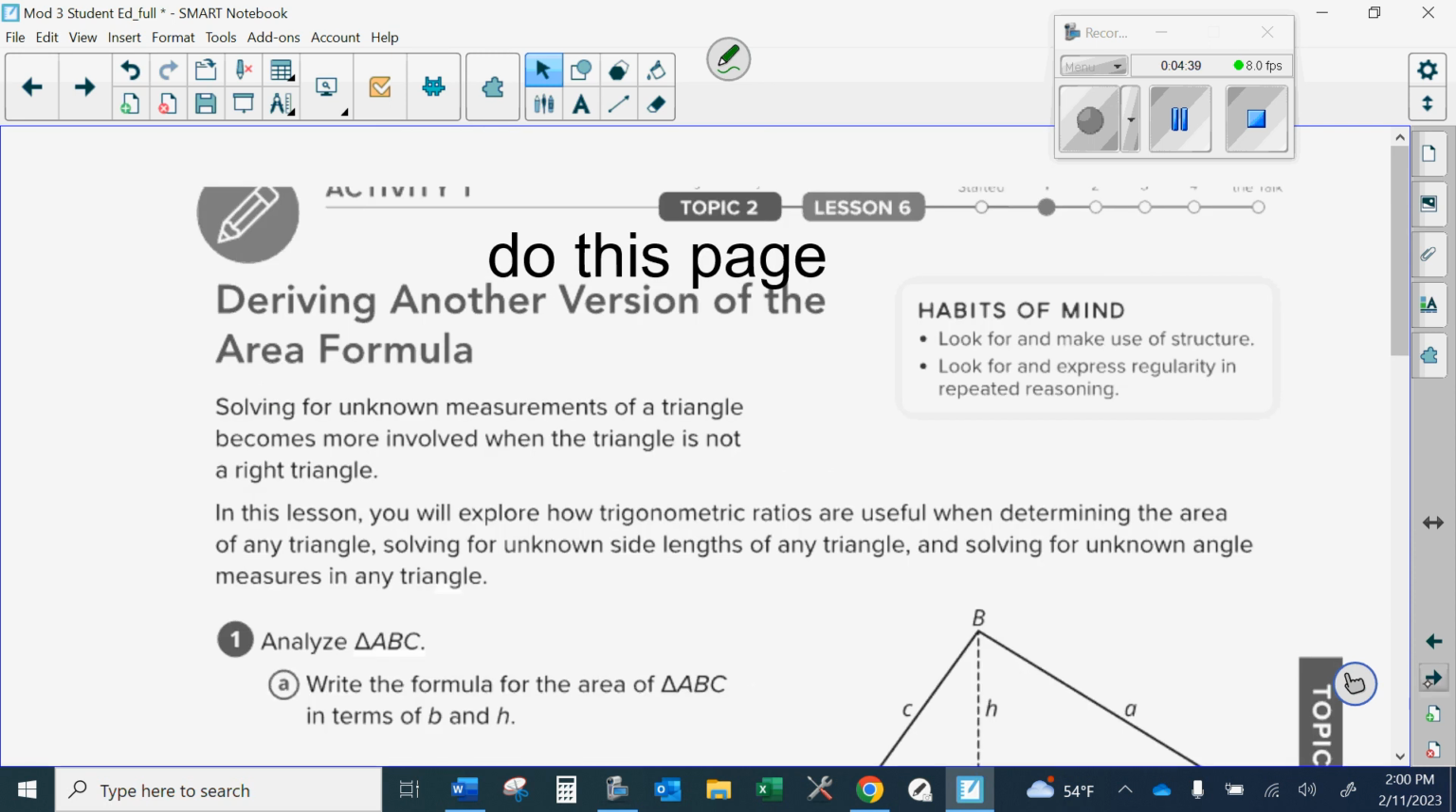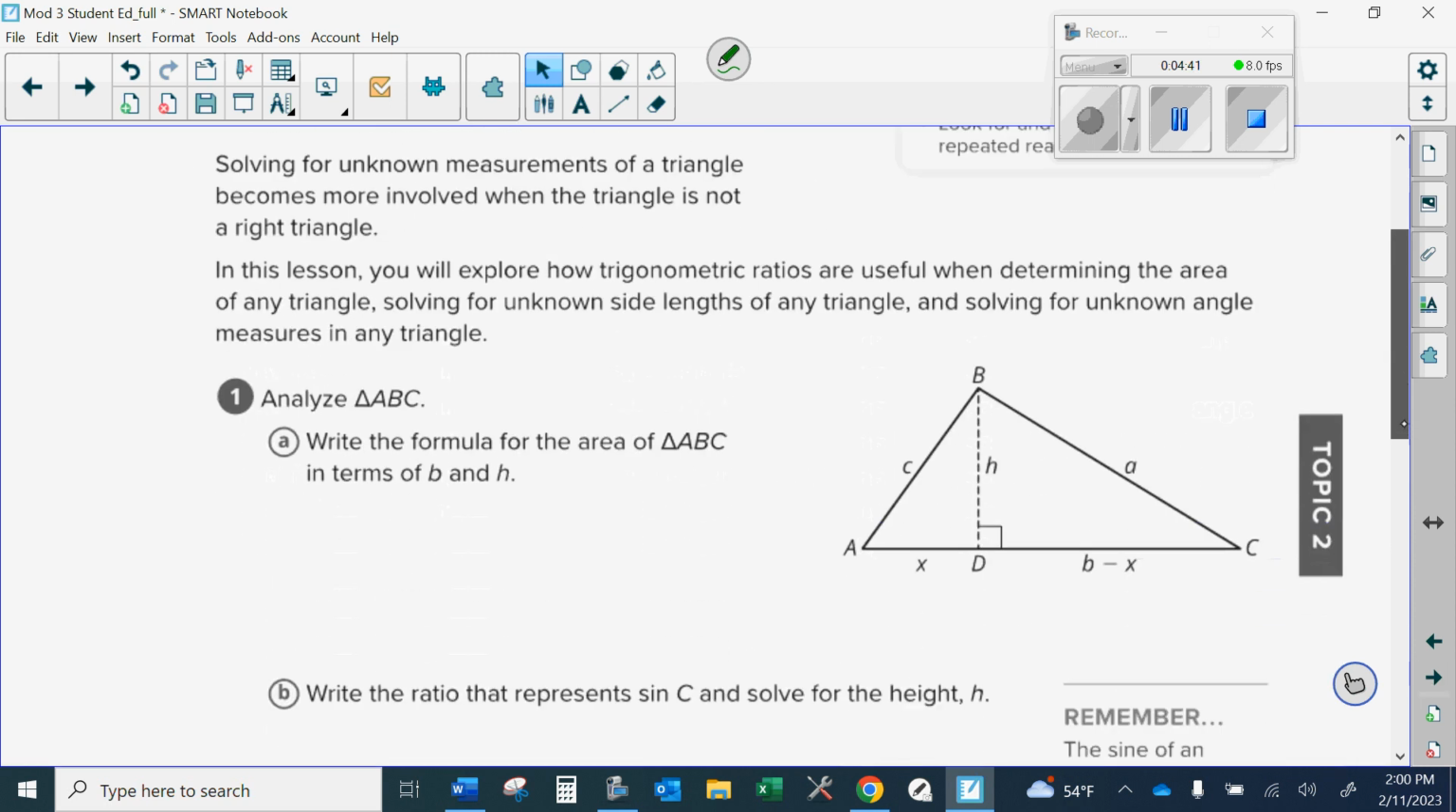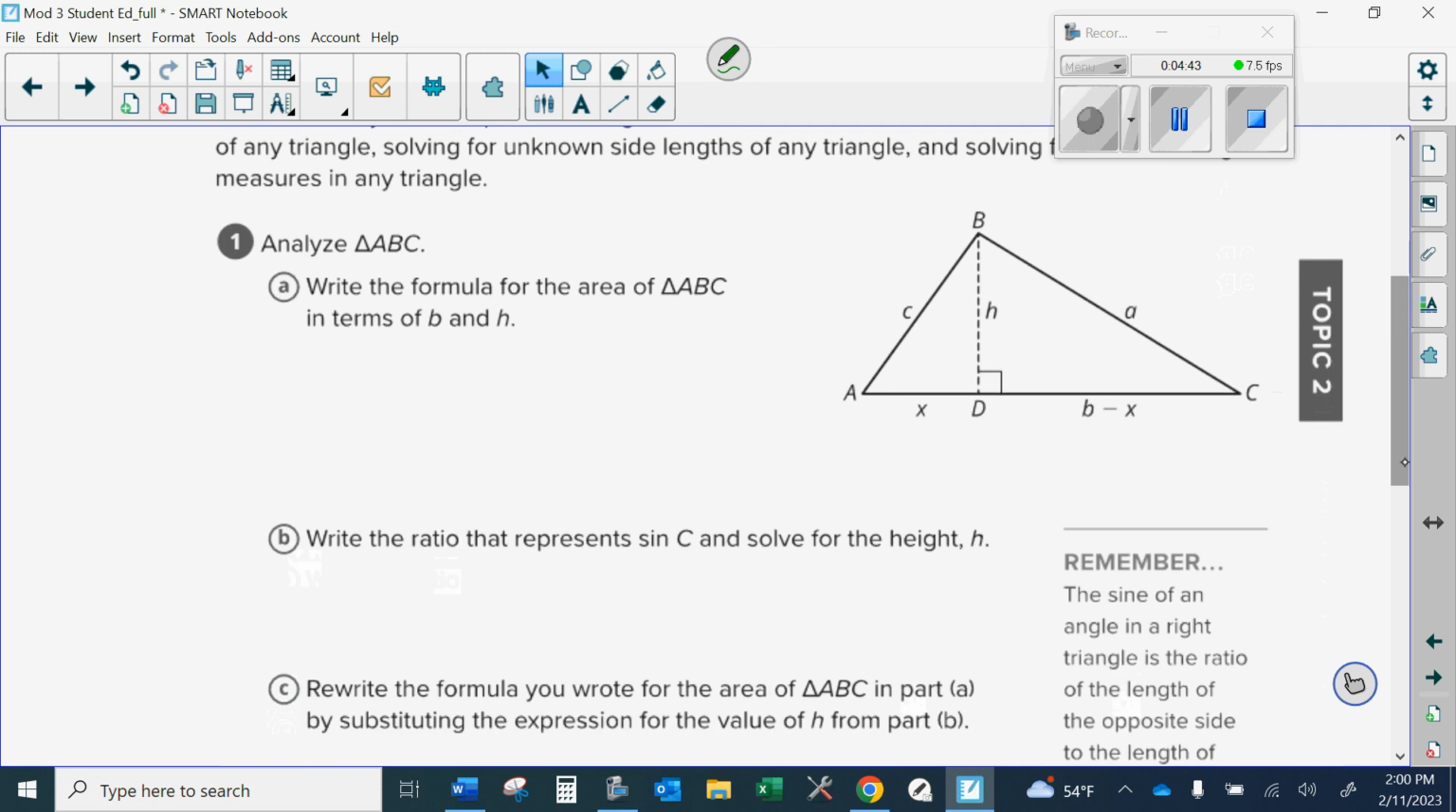Okay, so derive another version of the area formula. So we're going to go through these steps here. Write a formula for the area of a triangle in terms of B and H. We know it's 1/2 base times the height. Remember, base and height are always at 90 degrees. So here's my B, that's the total base. So one side of it is x, the other would be b minus x. You learned that in our geometric means. Okay, and there's your height.